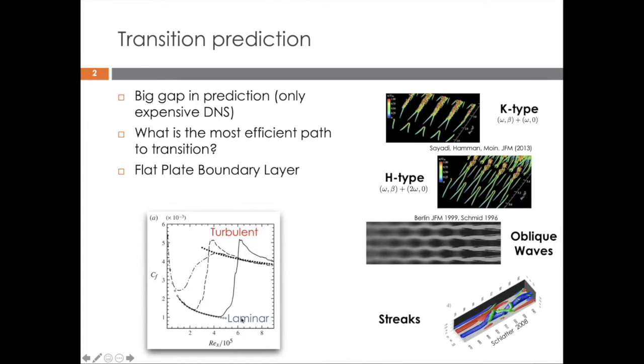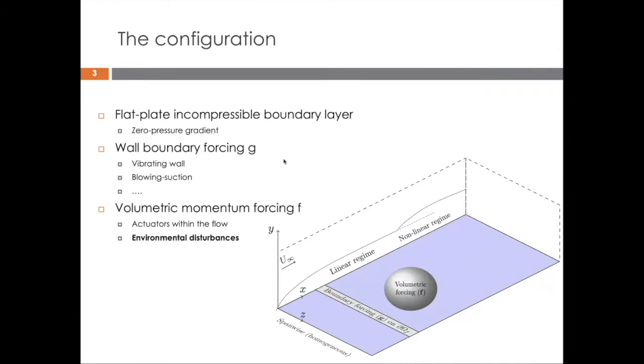So we'd like a predictive model to understand the fundamental mechanisms behind all of those transition mechanisms, but also, most importantly, we would like to understand what is the most important and efficient mechanism to transition in a flat plate boundary layer. So this is the configuration we're going to be looking at today. Super simple, as I said.